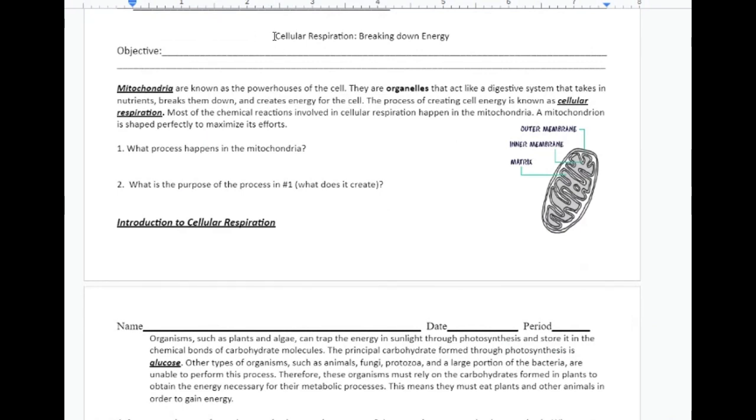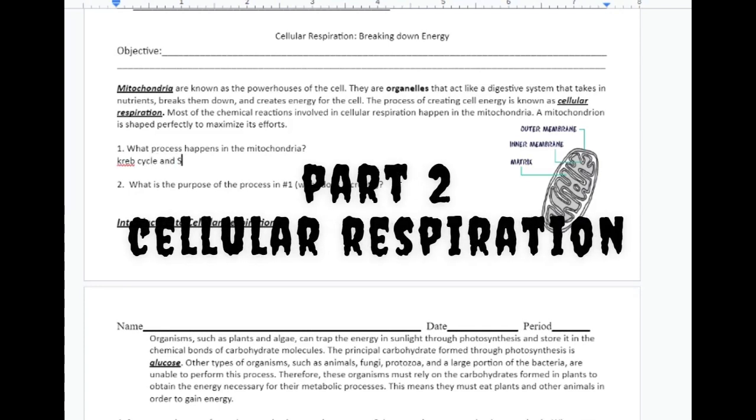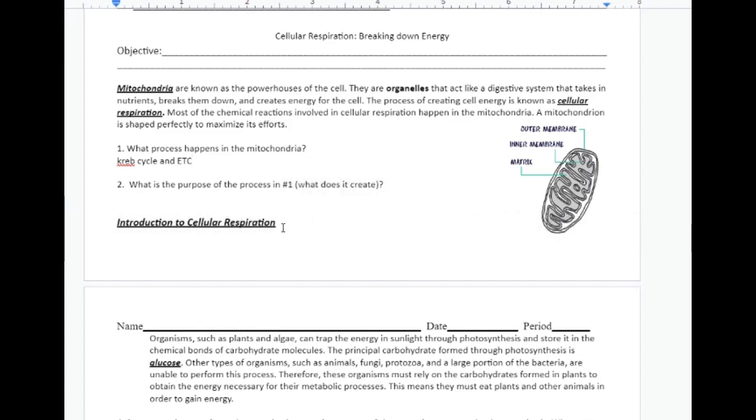Now we're going on to part 2, which is what is due this week. Okay, so what process happens in the mitochondria? Well, what do we know about that? Okay, Jocelyn. Okay. Everyone in meeting. All right. So what process happens in the mitochondria? All right. Well, it's not glycolysis, it's the Krebs cycle. And I'm just going to go ETC. We wrote it on our paper as the electron transfer chain.